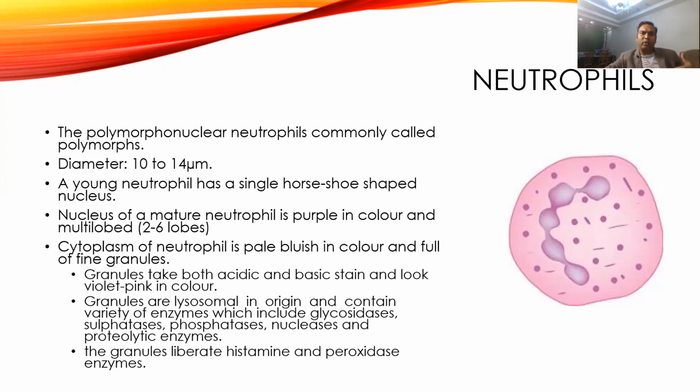So if you come to the cytoplasm, the cytoplasm is more of a pale bluish color, and it contains fine granules, and those granules take both acidic and basic stain, and that's why they look more violet and pink in color.